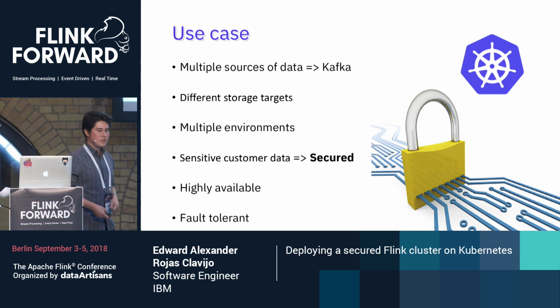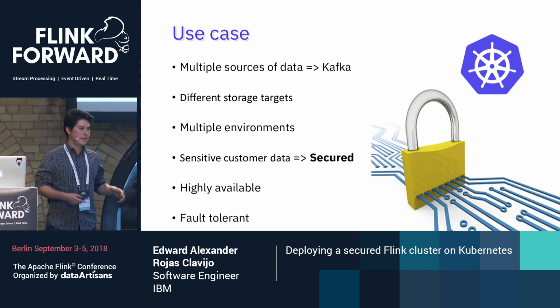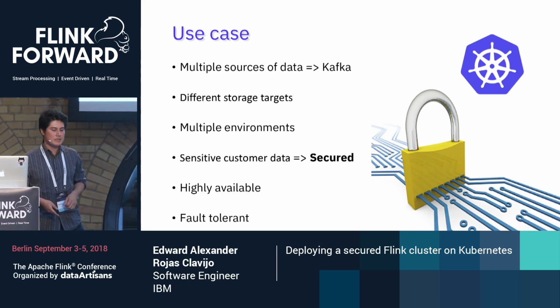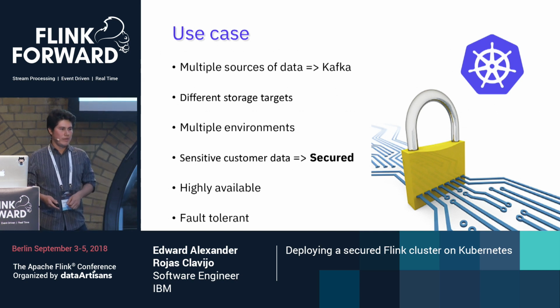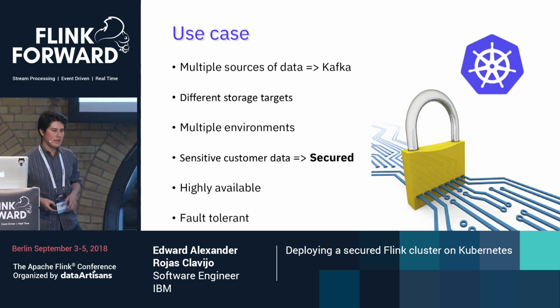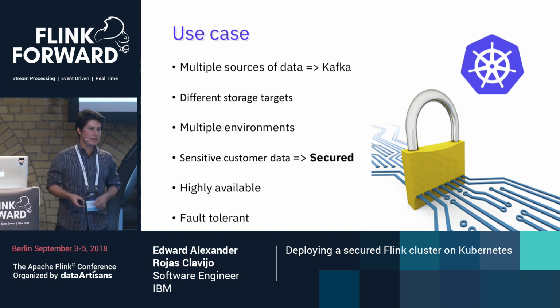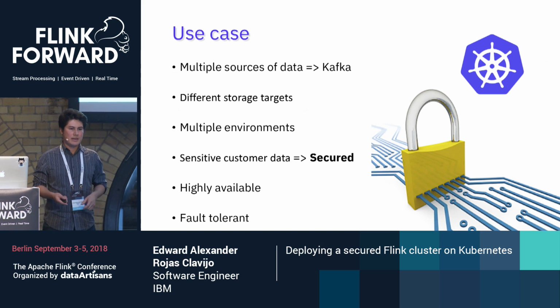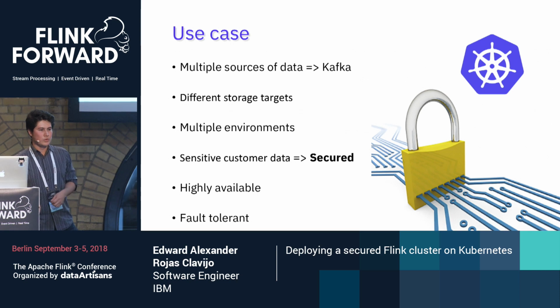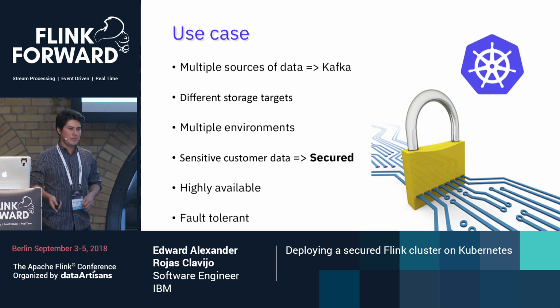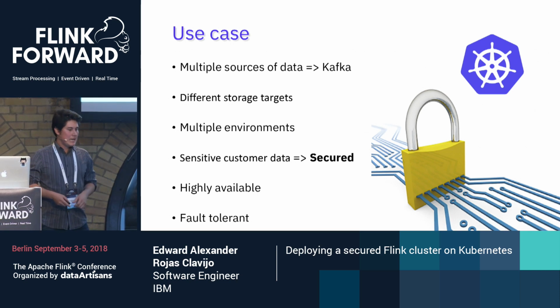So we have multiple sources of data. The data is coming from multiple services, and all this data is being pushed into a Kafka bus. So we perform the processing thanks to Flink, and after that, depending on the kind of events and the kind of processing, we store the data in different storage targets, so other services are able to use it. For example, a real-time dashboard and other services.